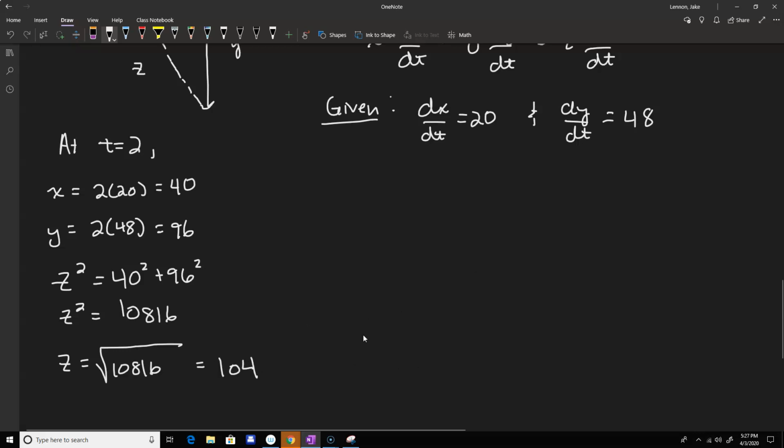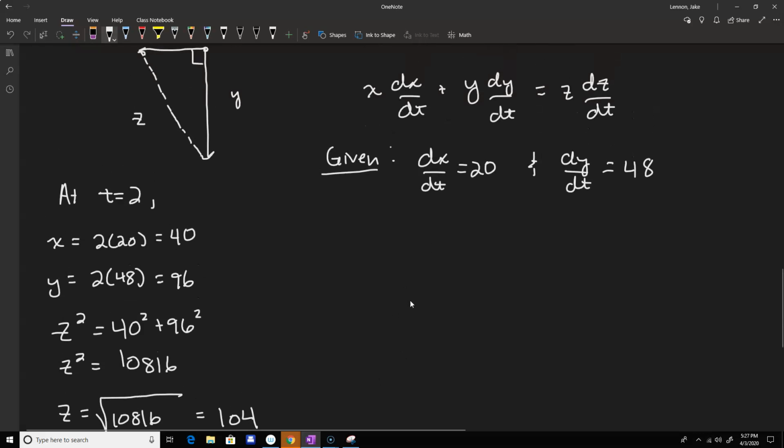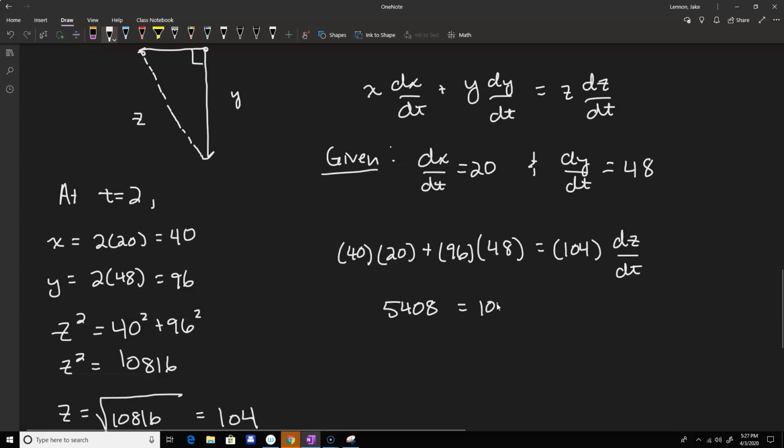So now we have everything we need to plug in to our related rates equation. Again, x is equal to 40, dx/dt is equal to 20, y is equal to 96 here, dy/dt was 48, z we just found was 104, and dz/dt is the rate that we're trying to solve for. So let's go ahead and plug those values in. So we end up with 5,408 as the left side of the equation, and then 104 dz/dt on the other side.